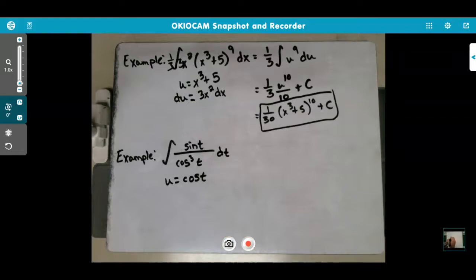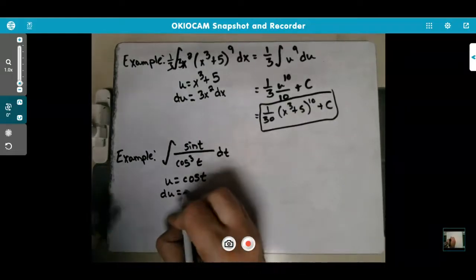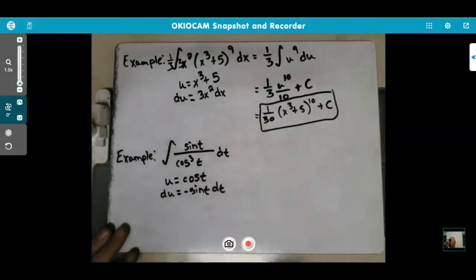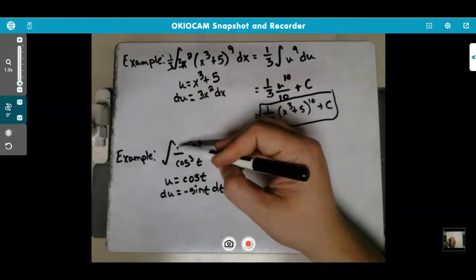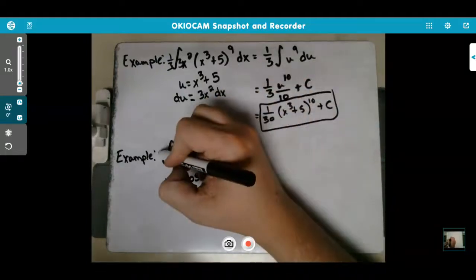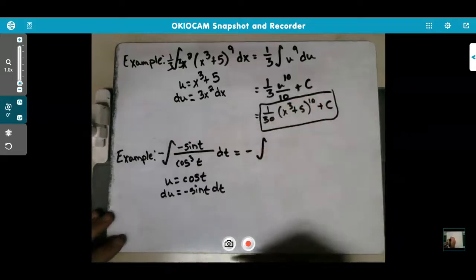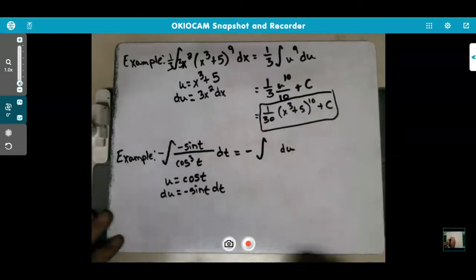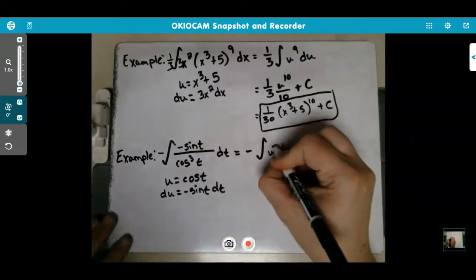So let's let u be equal to cosine of t. The derivative of cosine is negative sine. So I have sine of t, so to make it negative sine of t, I need to put a minus sign out front too. So this becomes negative integral. Negative sine of t dt just becomes du. Easy enough. This becomes 1 over u cubed, which I could write as u to the negative 3rd.